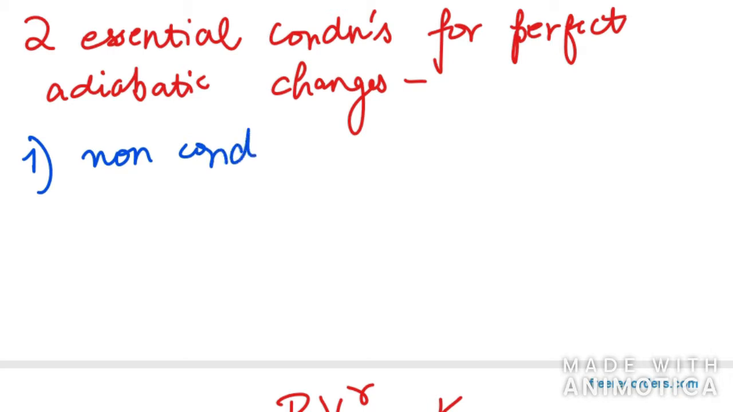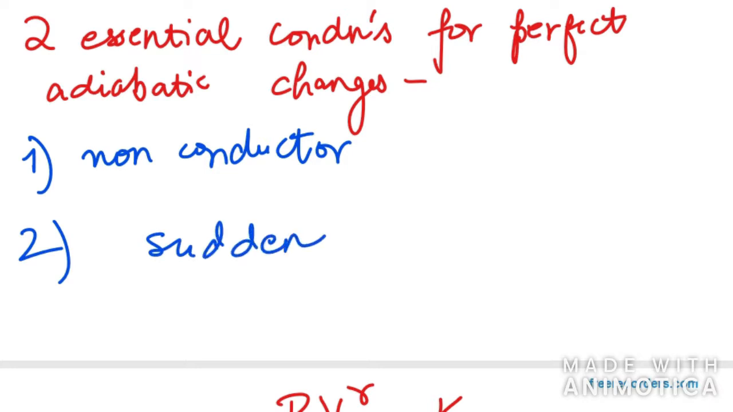They should be non-conducting in order to prevent any heat exchange between the gas and its surrounding. So they must be non-conductors to prevent any exchange of heat between gas and its surrounding. Now the second thing is the process of compression or expansion should be very sudden. Like in the case of isothermal operation, it was a slow process. It should be a slow process. Whereas in this case, it should be a sudden process.